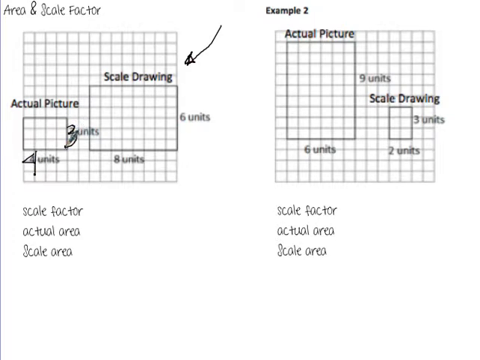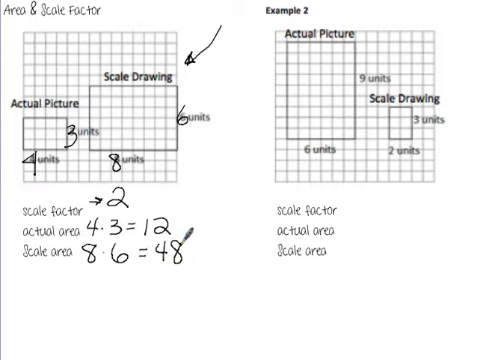So the actual area we know is 4 times 3, which is 12. In this case, my scale factor, everything is going up by 2. So my scale factor is 2. If you look at and figure out the area, so this is 8 and this is 6, when I look at it and figure it out, I know that 8 times 6 gives me 48.